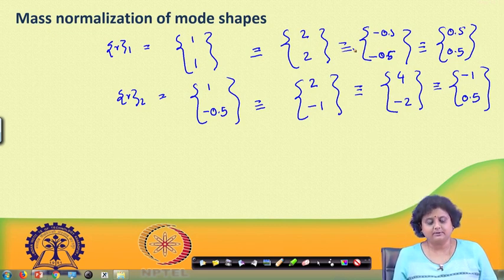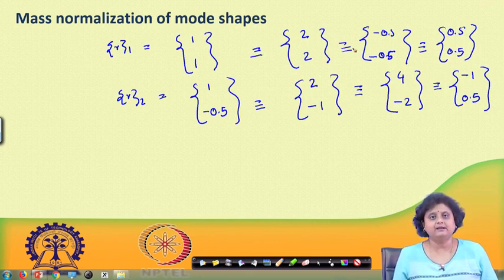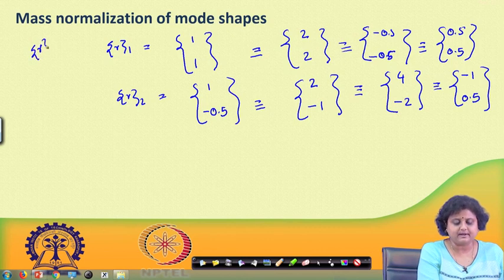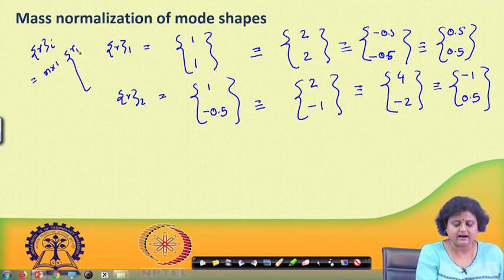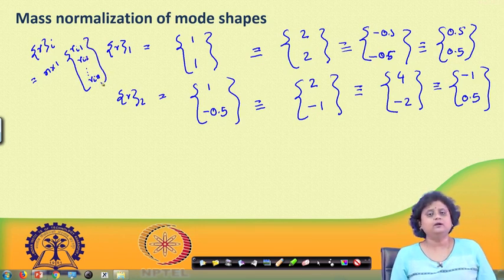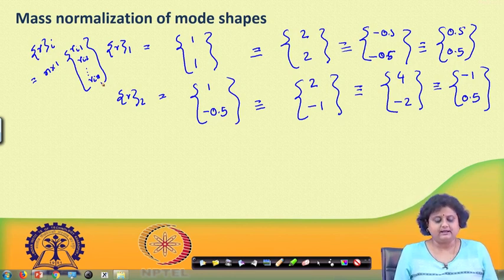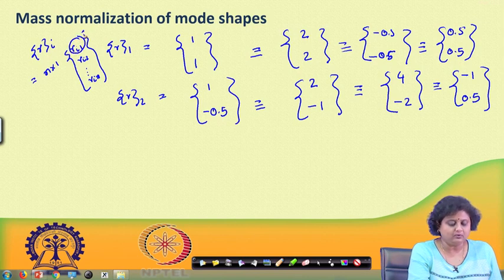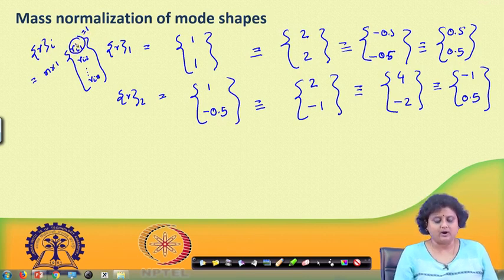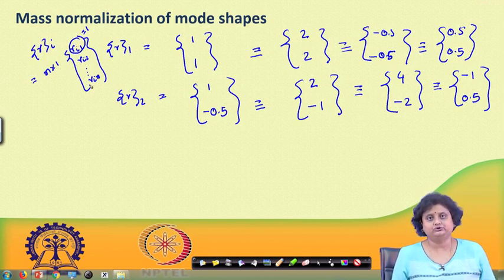One common method of normalization is to make the first element of the mode shape equal to 1, and with respect to this first element all other elements are evaluated. So, if I have an n degree of freedom system and my ith mode shape is an n cross 1 vector which has r_i1, r_i2 and so on up to r_in. One easy method of normalization is to make this r_i1 equal to 1, and with respect to r_i1 we can evaluate all other elements of the mode shape. So, this is an acceptable form of normalization of mode shape.